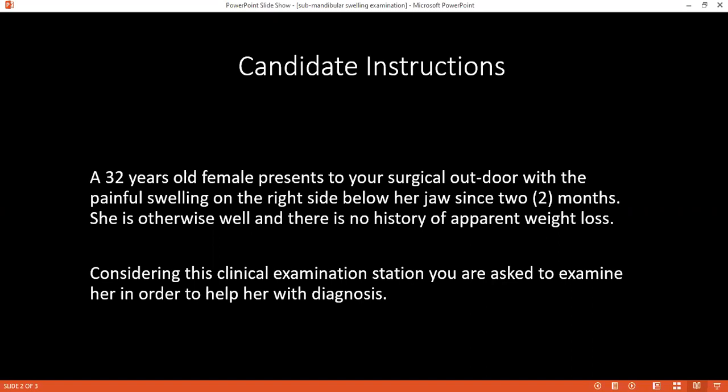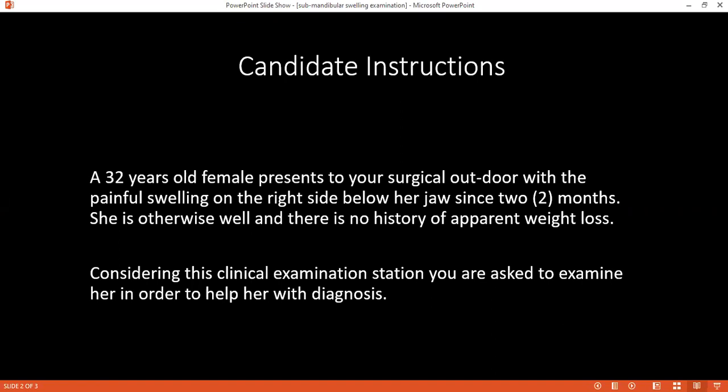The local temperature is not raised. The swelling is a nodular swelling. The edges are well defined. It is fixed to underlying structures, and the overlying skin is not fixed. There is no lymphadenopathy.